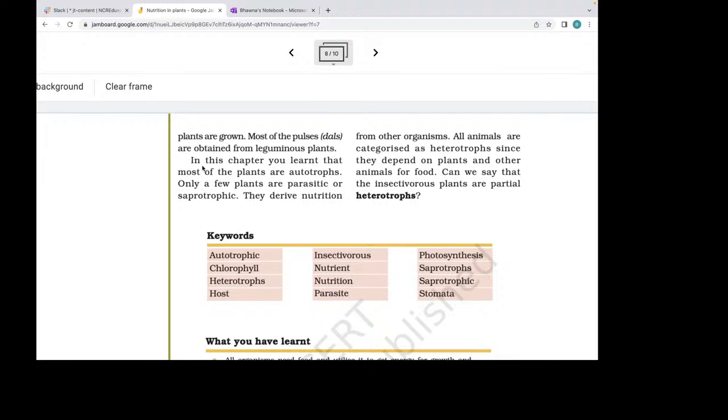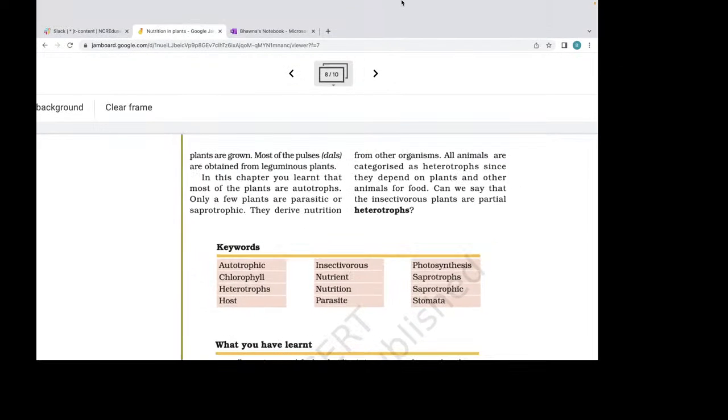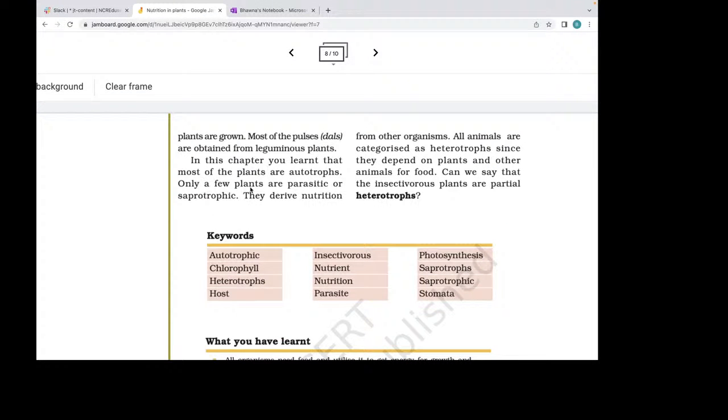Okay, so in this chapter you learned that most of the plants are autotrophs. Only a few plants are parasitic or saprotrophic. Okay, they derive nutrition from other organisms. All animals are categorized as heterotrophs. Since they depend on plants and other animals for food, can we say that the insectivorous plants are partial heterotrophs? Yes, we can say that because it eats insects.